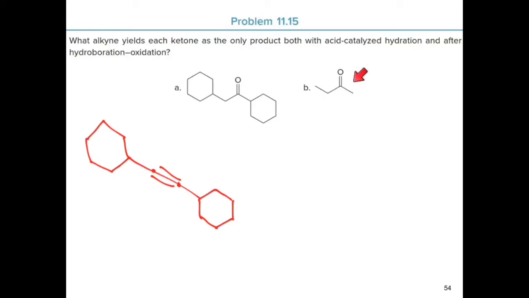And for the second part here, we'll do the same thing. And so we're going to replace this carbonyl group with a triple bond, which results in formation of an internal alkyne. So again, we would have the triple bond between these two internal carbon atoms, as shown here.